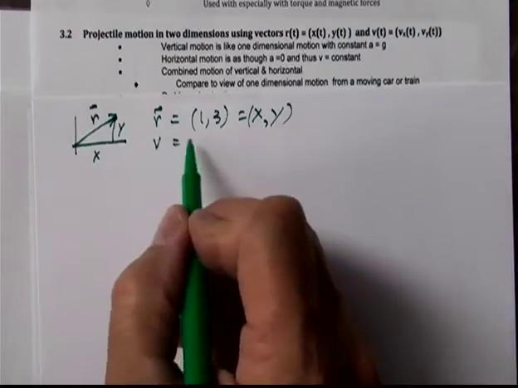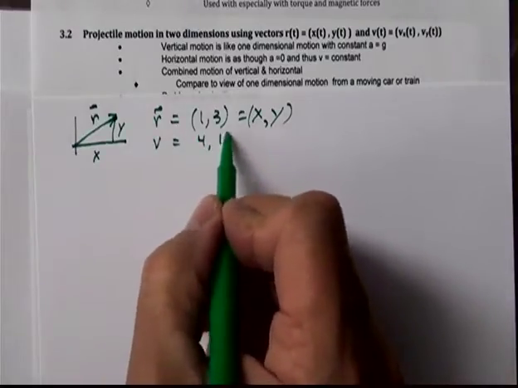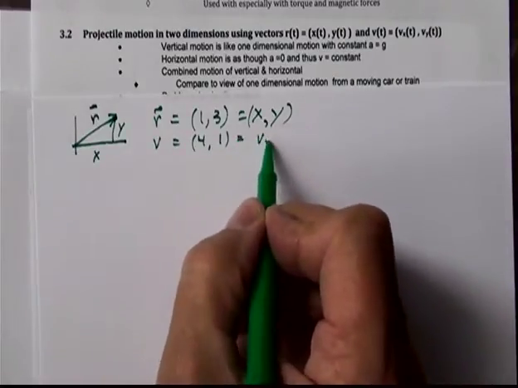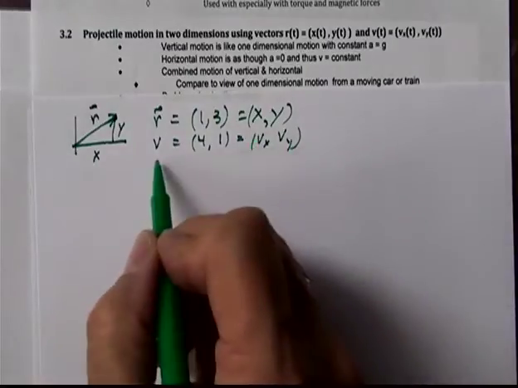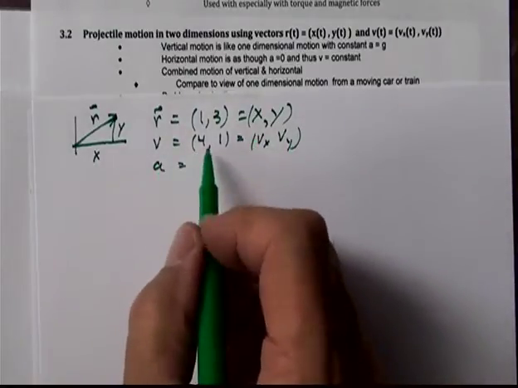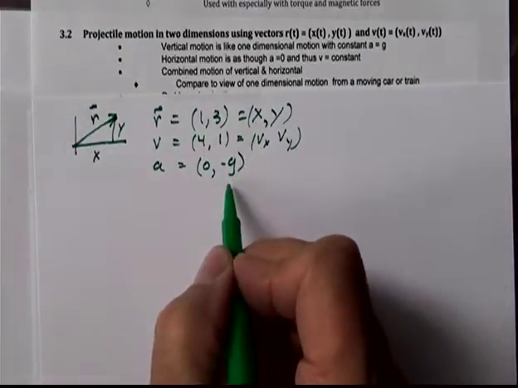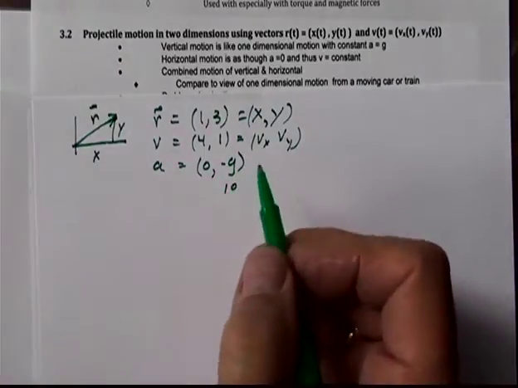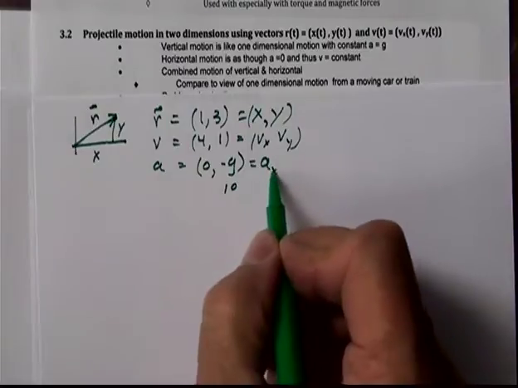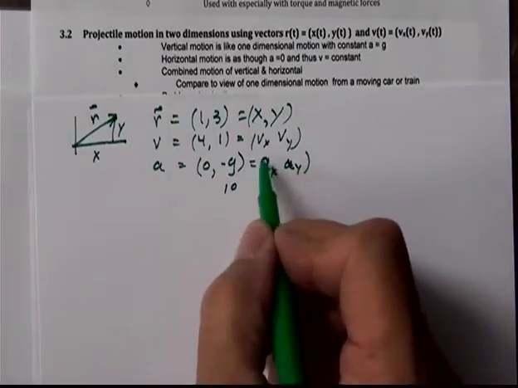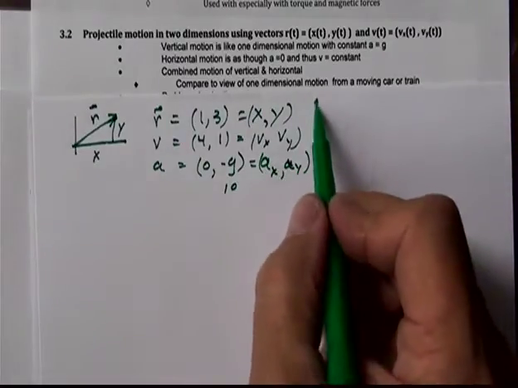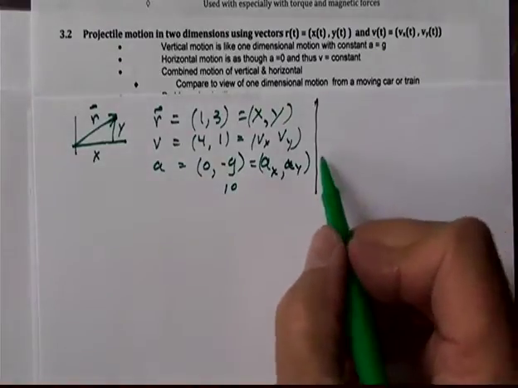The velocity is going to be 4 and 1. And the acceleration is going to be equal to 0 and minus g, which of course is 10 for our problem's calculation. Acceleration in the x, acceleration in the y direction. Now, what are the equations that we want to use with this?